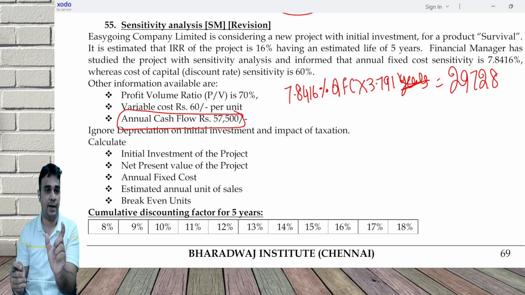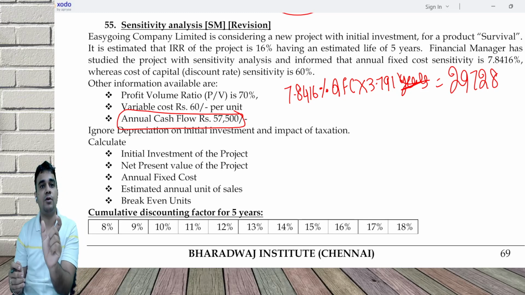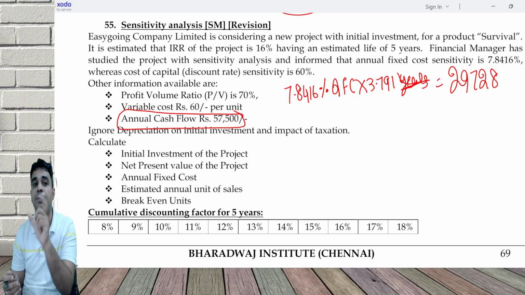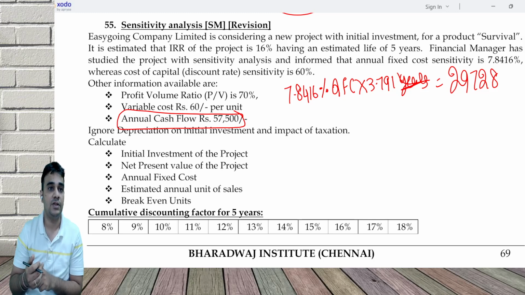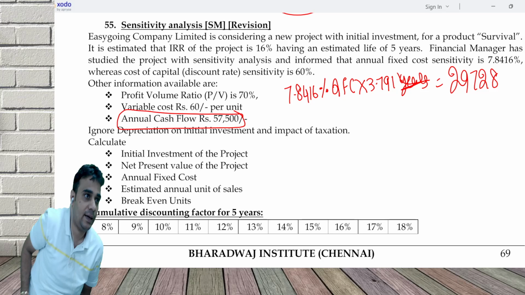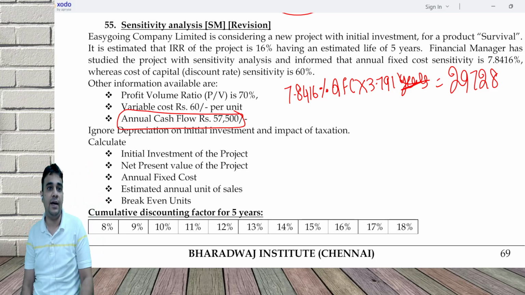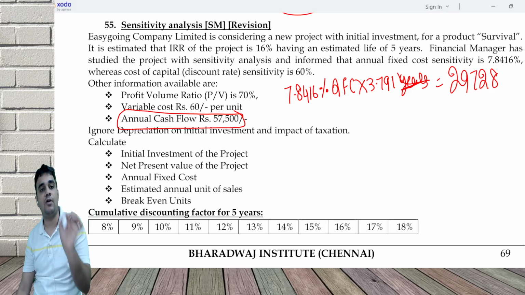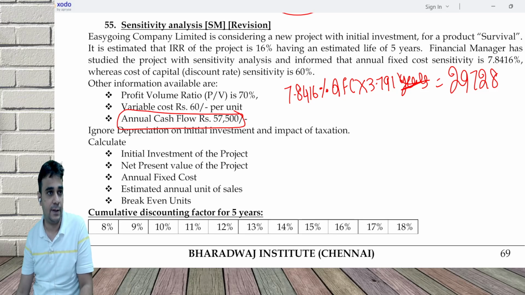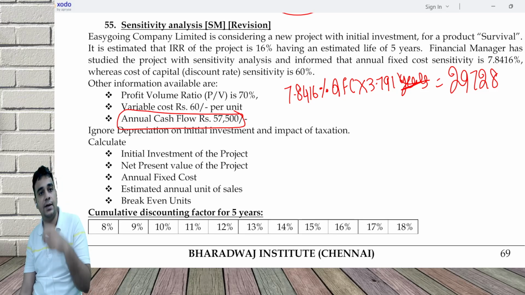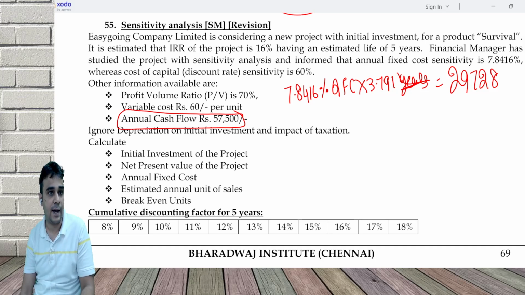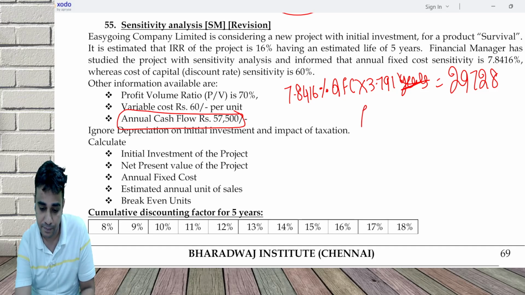Listen, I'll explain again. If my fixed cost present value increases by 29,728, my NPV will become 0, because NPV today is 29,728. First year change, fixed cost into 7.8416 percentage. Second year same, third year same, fourth year same, fifth year same. Into what do you need to do? Into the annuity factor, because every year it is happening. Tell me, what do you get as FC?